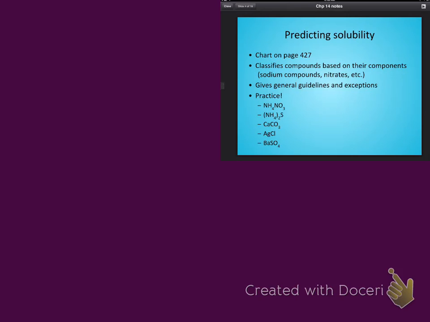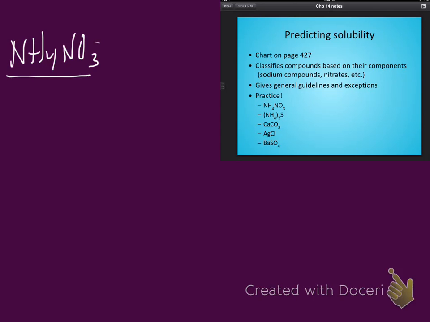Now, we've talked a lot about solubility, we've talked a lot about making solutions. Now we want to predict what will dissolve in water. So if you would be so kind as to turn to page 427 in your book, we are going to do some solubility prediction. In your book, page 427 of Modern Chemistry, you're going to find a general solubility guidelines table. These are not hard and fast rules, they are guidelines.